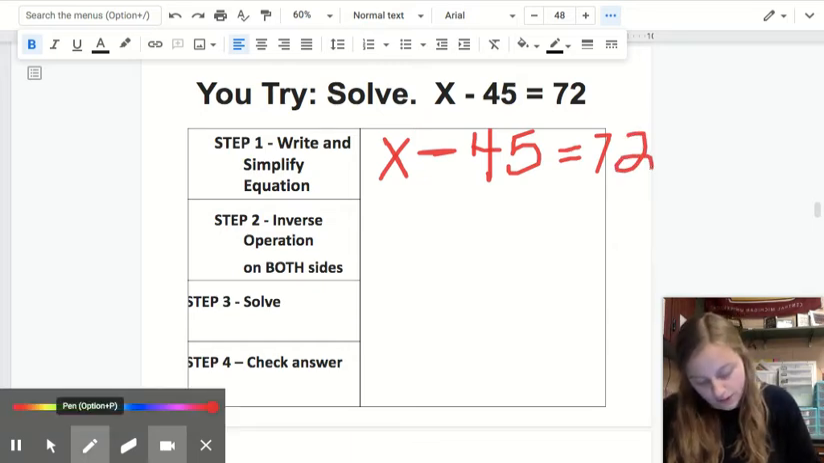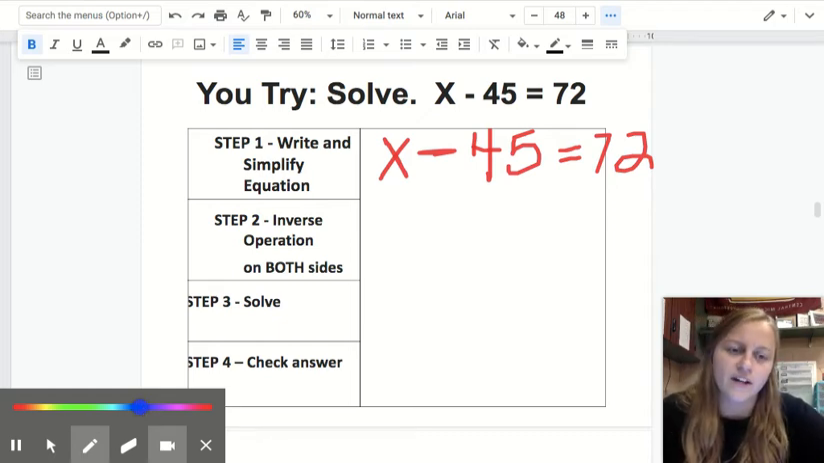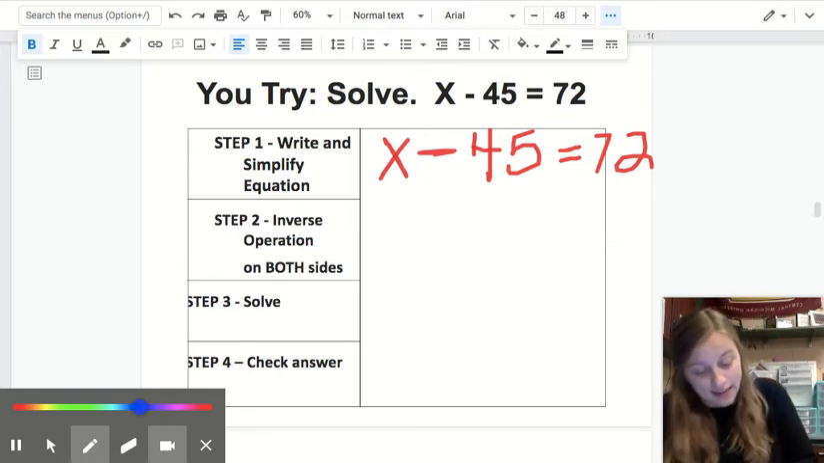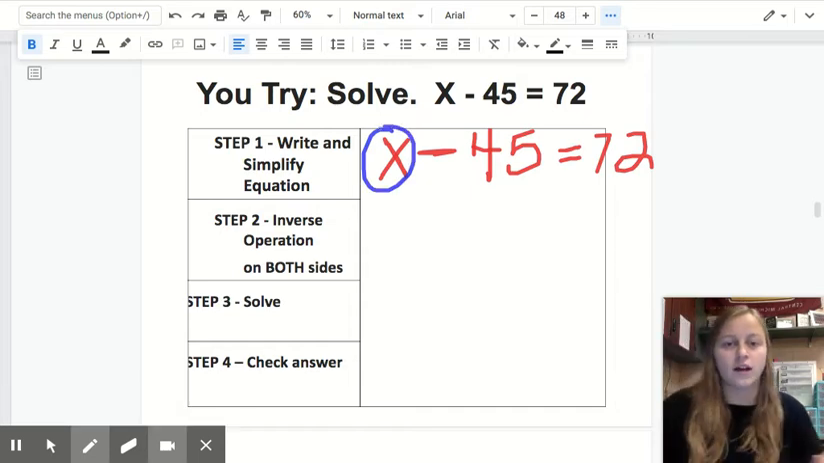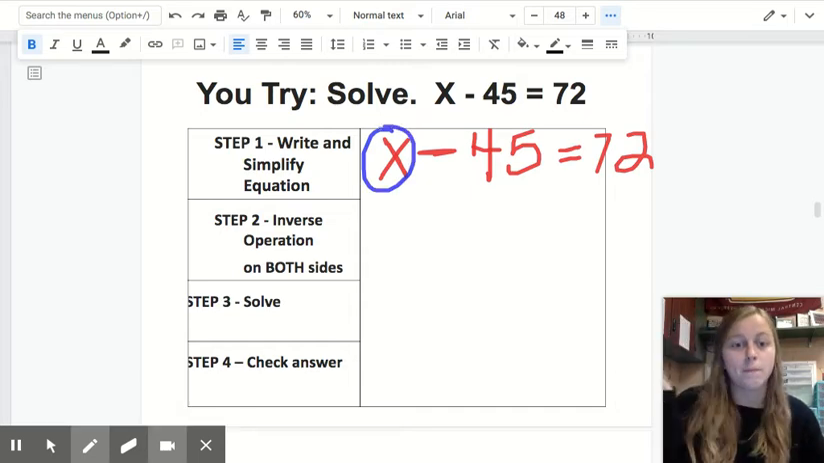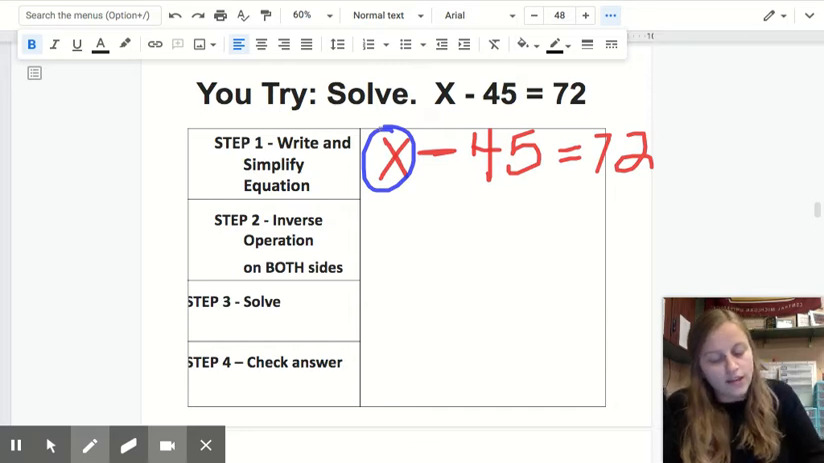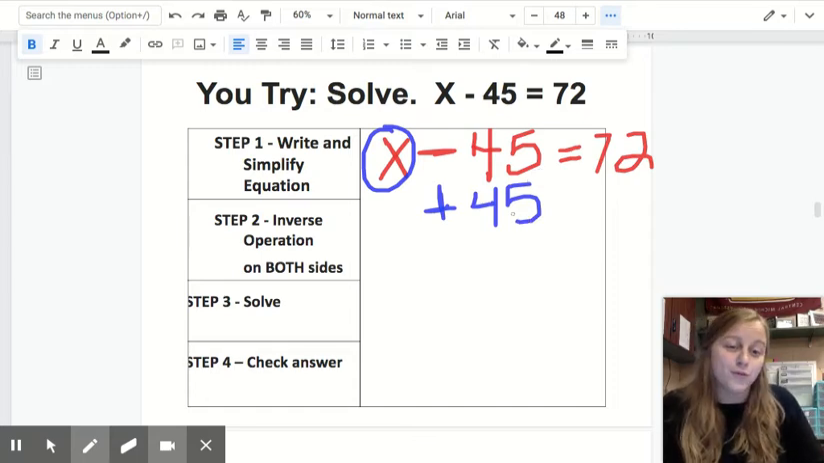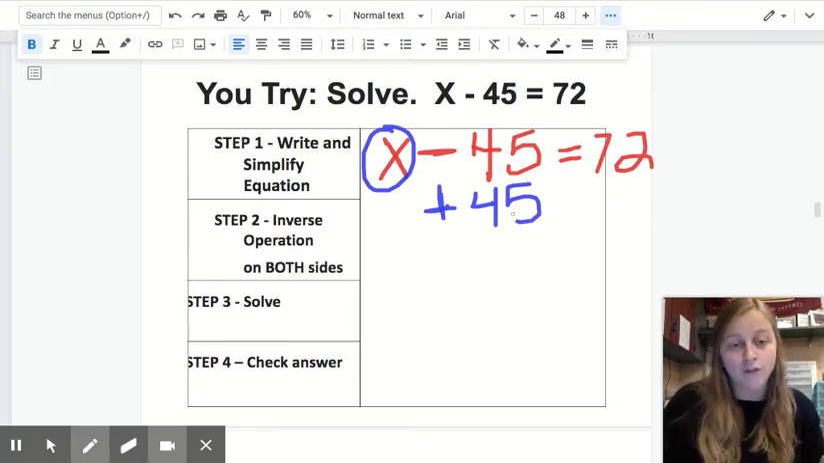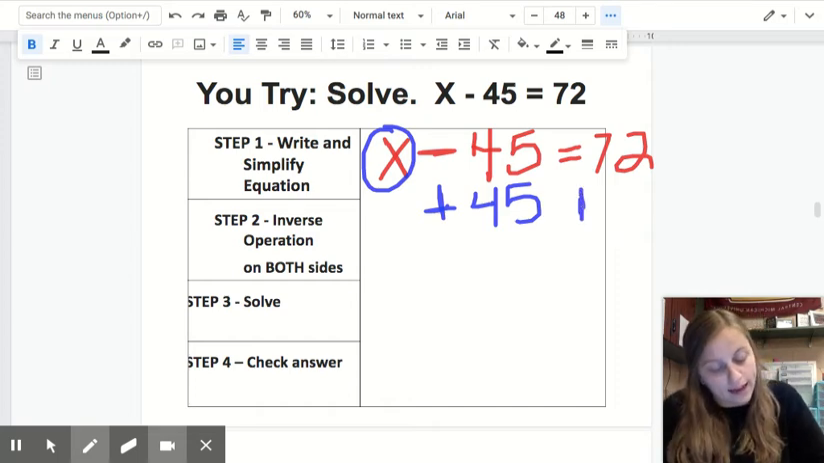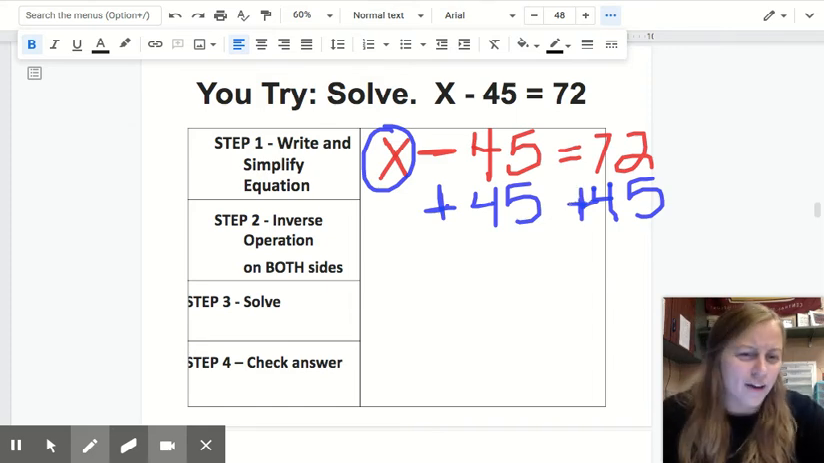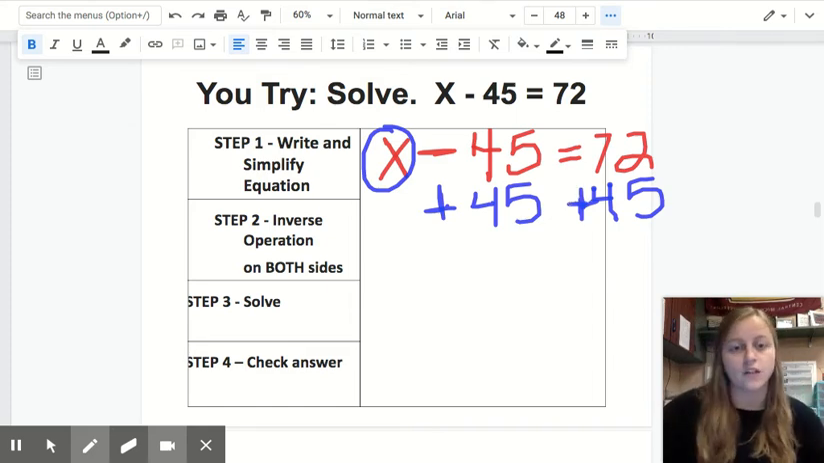Now I need to do the inverse on both sides. So I need to figure out what is the opposite of taking away 45, because that's what I'm trying to get rid of. I want to get my x all alone. So whatever's attached to the x, we got to get rid of. Minus 45 is attached. So I do the opposite, which is adding 45. If I add 45 to one side, I have to do it to the other. So I add 45 again. Look in your notebook. Did you add 45 on both sides of the equation?